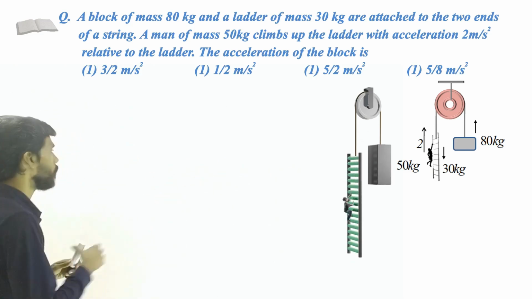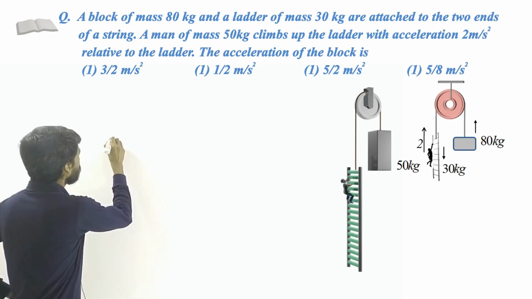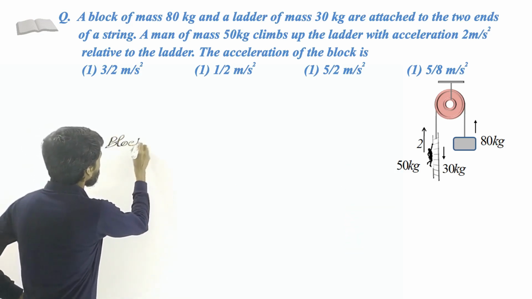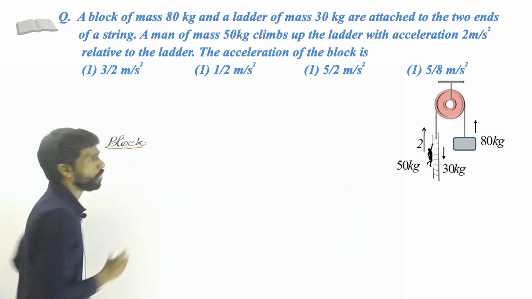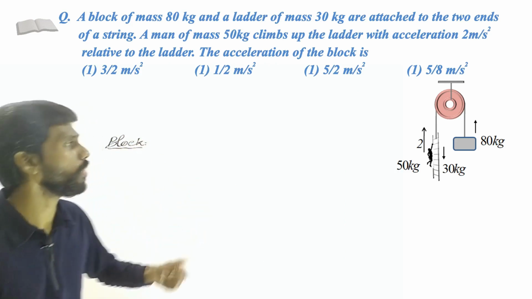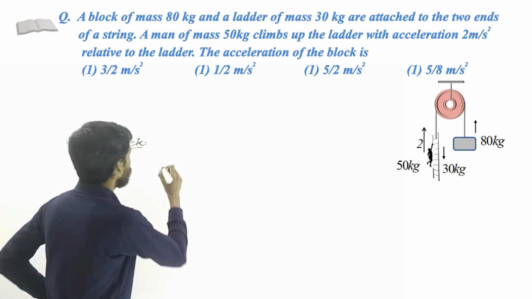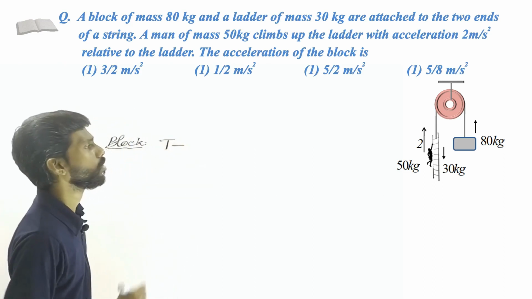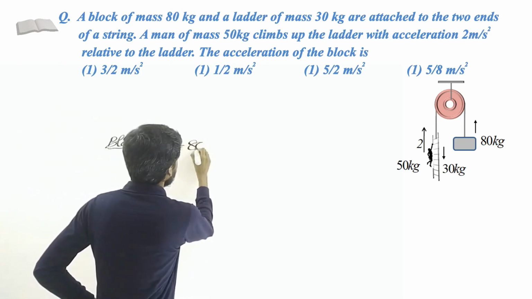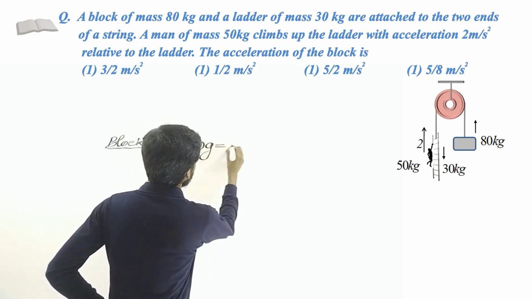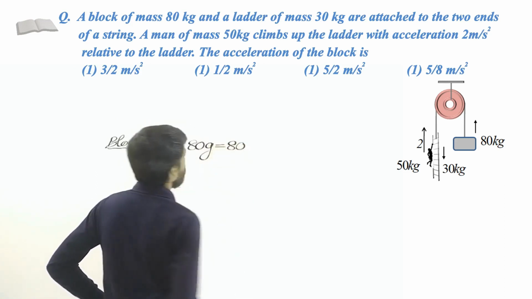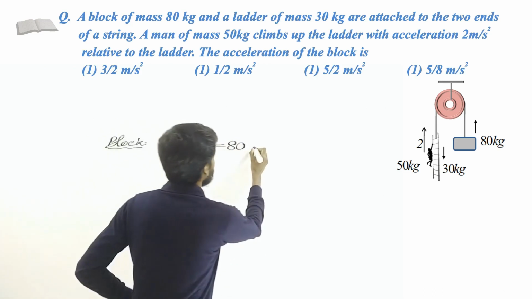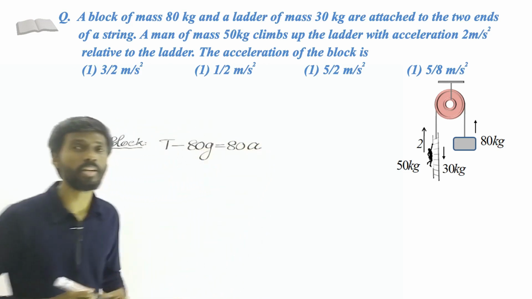Okay, yes. Now for the block, what are the forces acting on the block? We have the gravitational force. The block is moving in the upward direction, so we take the upward force, that is the tension force, right? Tension minus the gravitational force in the downward direction, that is 80 kg mass, so 80g, equals mass, 80, multiplied by the acceleration, taken as a only. Okay, a is the acceleration of the block.